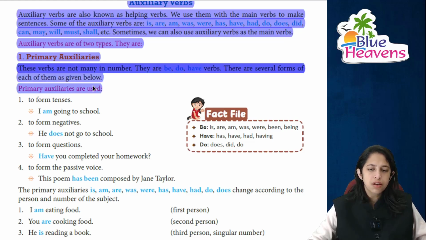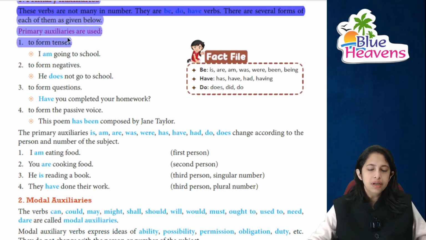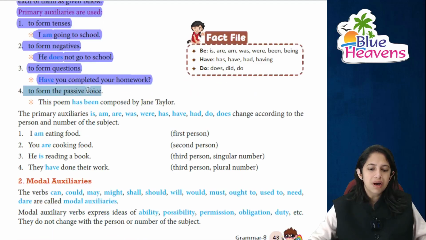First primary auxiliaries कहाँ use होती हैं? To form the tense बनाने के लिए. जैसे I am going to school. To form the negatives. He does not go to school. नहीं जाता है. To form questions. Have you completed your homework? Right. To form passive voice. The poem has been composed by Jane Tyler.